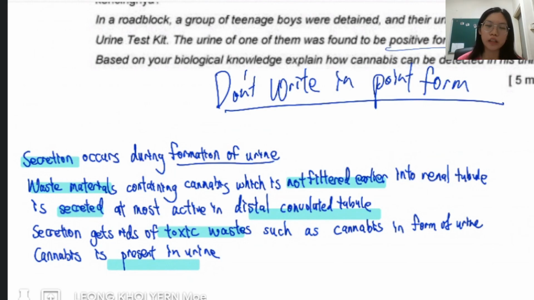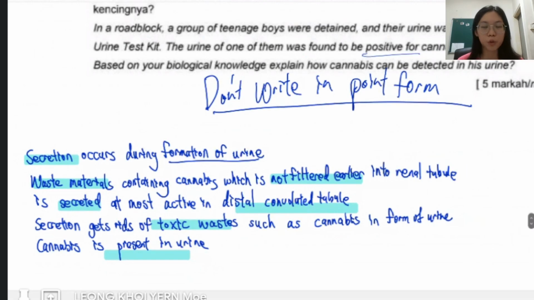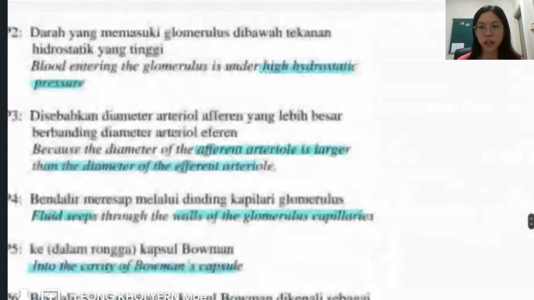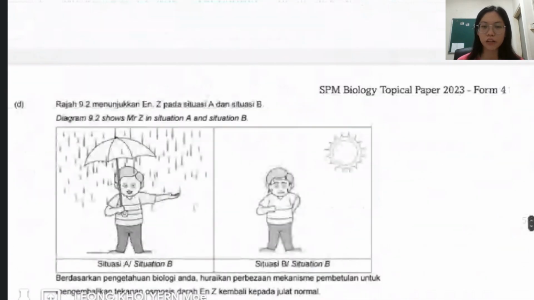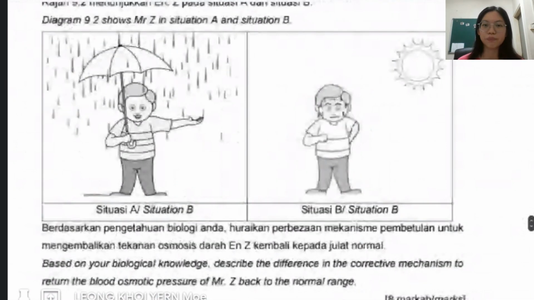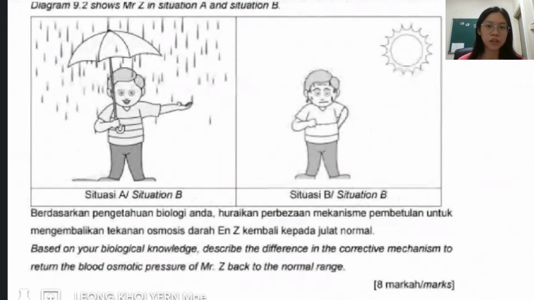For an essay, write in paragraph form, like two to three points, then make another paragraph. This will be very easy for your examiner to mark and they won't miss out some of the points you have mentioned. Because if you write a lot of things in one paragraph, it's very hard for them to spot your answer. And this one is actually talking about blood osmotic pressure. Describe the mechanism for returning the blood osmotic pressure back to the normal range. Can you actually mention the mechanism to regulate the body temperature? Like you say, more sweat produced, less sweat produced, because you focus on the sweat.